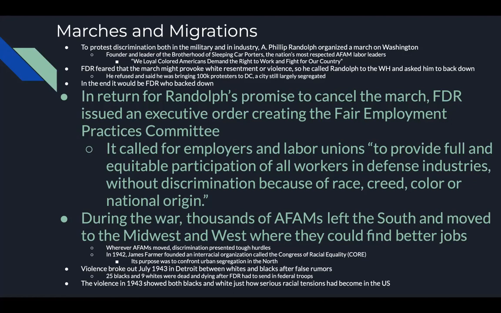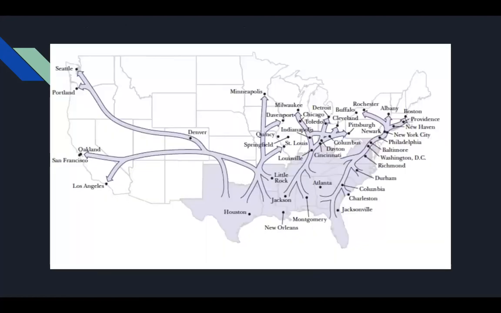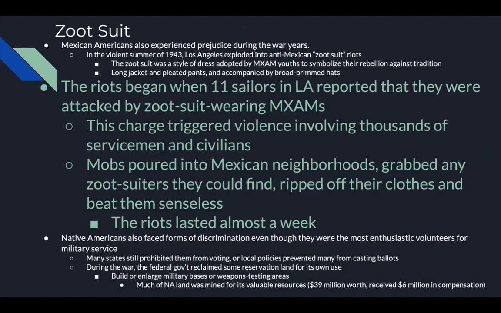Violence broke out across the country in 1943 and in Detroit. And there was some violence between whites and blacks after false rumors. 25 blacks, 9 whites were dead and dying after FDR had to send in federal troops to stop people from fighting each other. The violence in 1943 showed both blacks and whites just how serious racial tensions had become in the U.S. So here you have the Second Great Migration. Zoot suit.